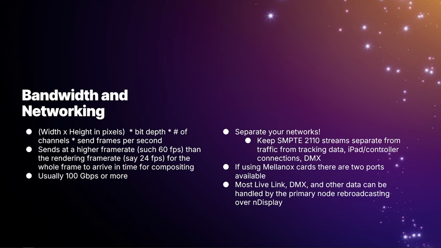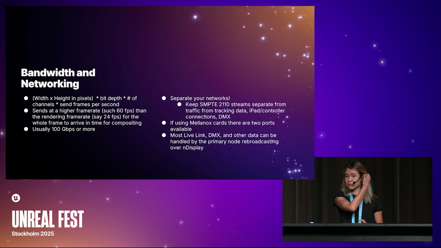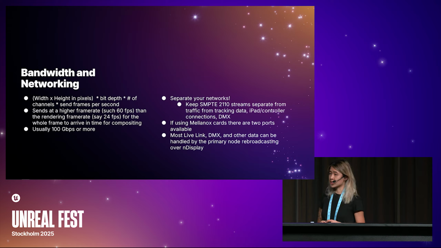So how much bandwidth do you need? Generally, it's the dimensions in pixels times the bit depth times the number of channels times the frame rate that it's sending at. When using it for ICVFX, we actually want to send faster than our show frame rate, say 60 FPS, so there's enough time for the entire frame to arrive in time to get composited and displayed. It was rendering at 24, but it would send at 60 hertz. So typically you'd want something like 100 gigabit per second or more.